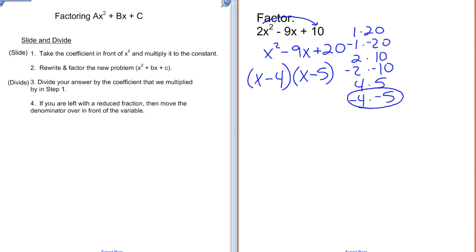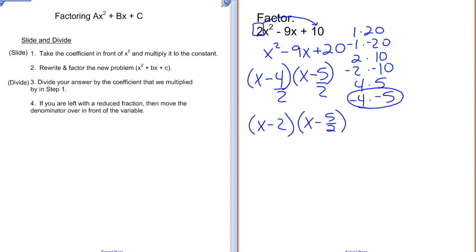Okay, so that's the end of step 2. Step 3, divide my answer by the coefficient we multiplied by in step 1. Well, in step 1, I multiplied by this 2. So now I'm going to go back and I'm going to divide my answers by 2. Well, this gives me x minus 2, and then x minus 5 over 2, which does not reduce, so we leave it like that.